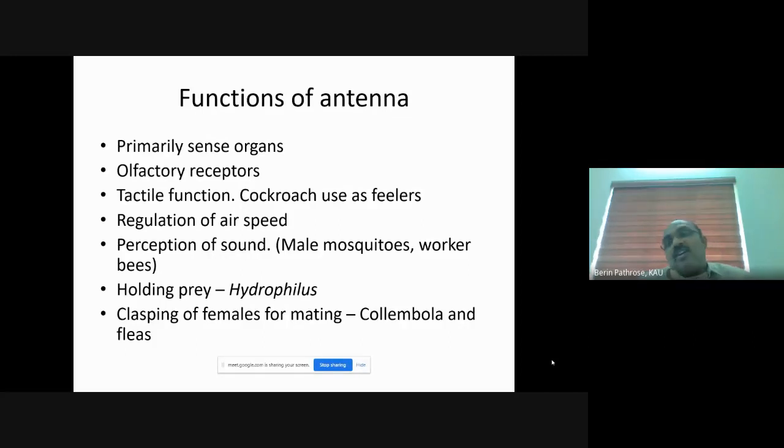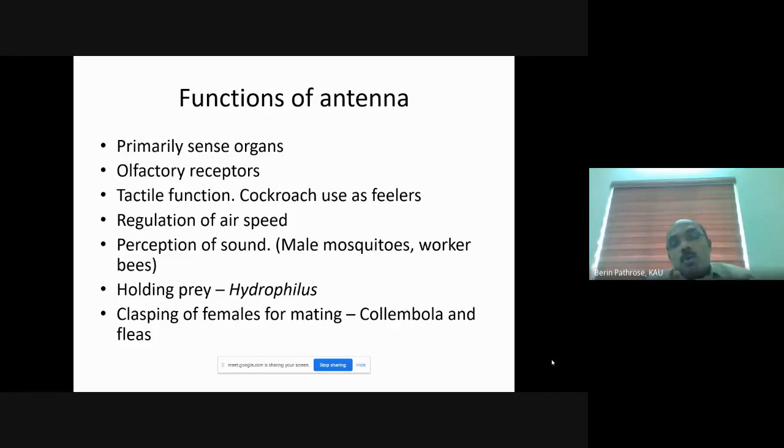So if you see the functions of antenna, it is mainly used for smelling, second for touch, third for auditory purpose, next for detection of airspeed, next for holding a prey for predatory insects, and the last one for holding the females while mating. This is in the case of Collembolans and fleas. And these are the functions of antennae.